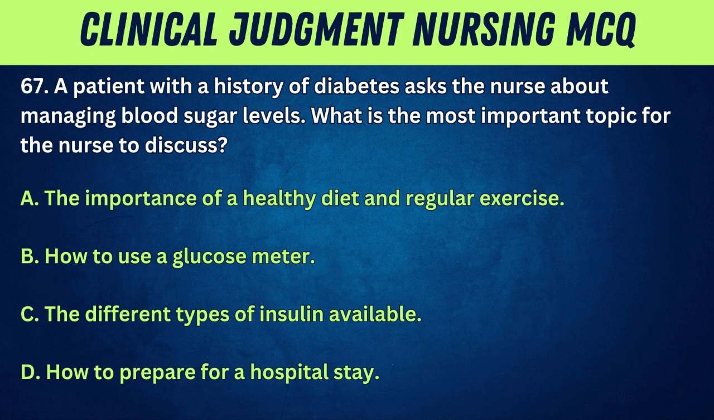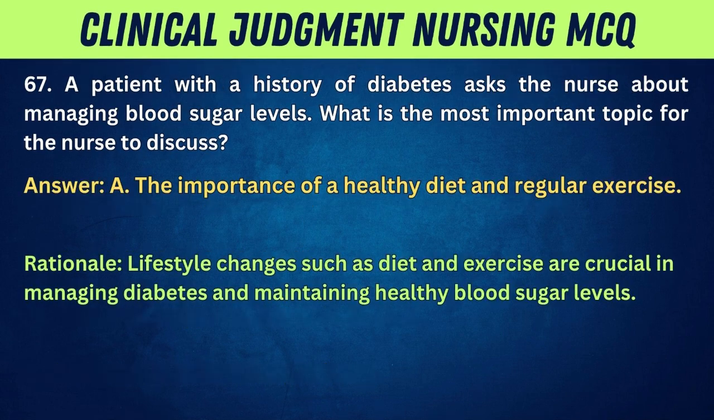67. A patient with a history of diabetes asks the nurse about managing blood sugar levels. What is the most important topic for the nurse to discuss? A. The importance of a healthy diet and regular exercise. B. How to use a glucose meter. C. The different types of insulin available. D. How to prepare for a hospital stay. Answer. A. The importance of a healthy diet and regular exercise. Rationale. Lifestyle changes such as diet and exercise are crucial in managing diabetes and maintaining healthy blood sugar levels.